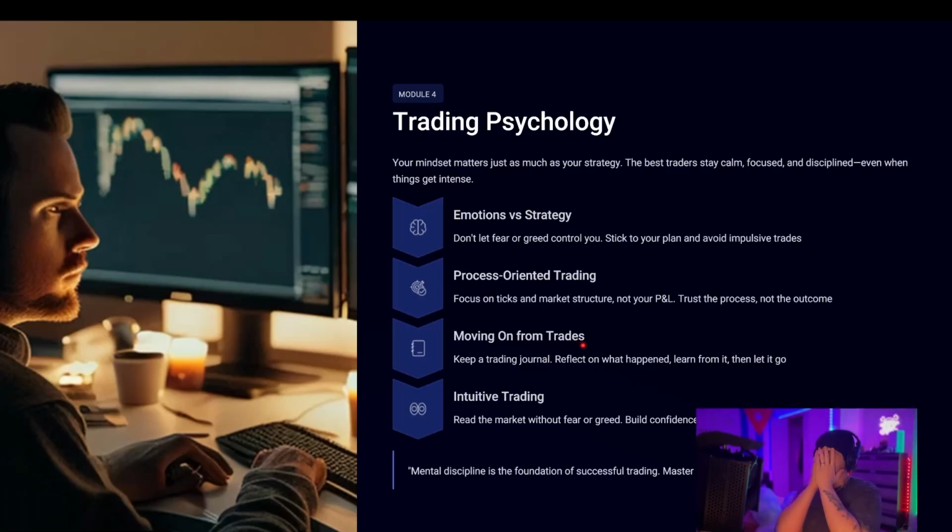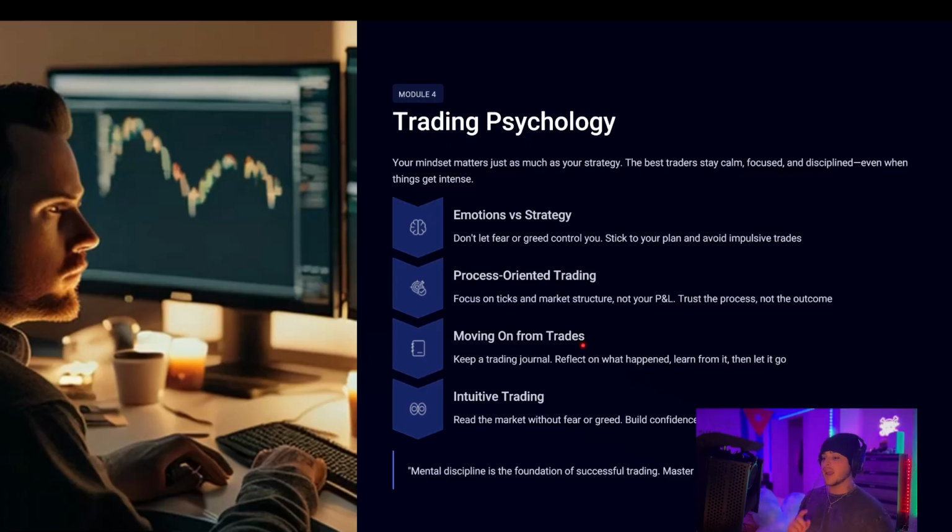Moving on from trades, keep a trading journal. I cannot stress enough how important a trading journal is. The reason that trading journals are so important is because you are wired to forget things after a certain amount of time. Other people are built different. They have the craziest memory in the world, but you are wired to forget certain things. So that's why we as traders like to journal.